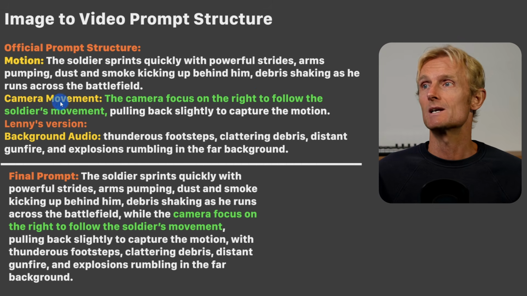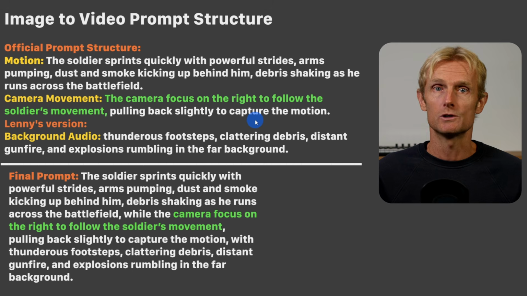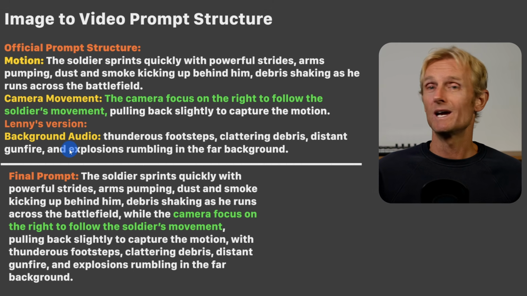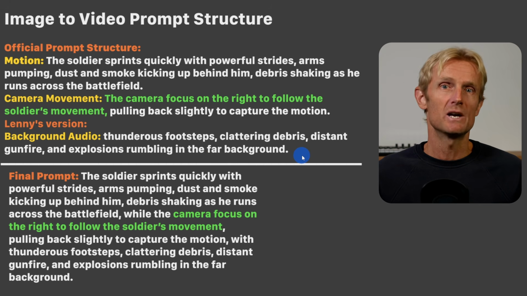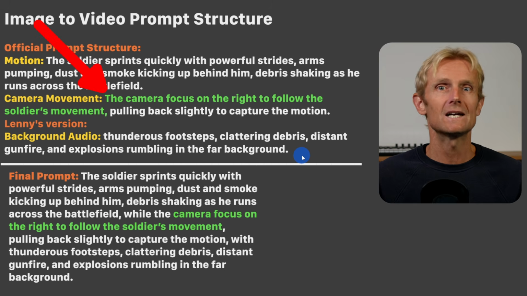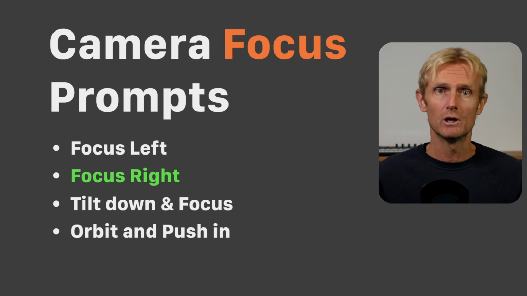Then the next step is the camera movement, and for this I used the camera focus on the right to follow the soldier's movement, pulling back slightly to capture the motion. And then I added the background audio as the third layer, and for this I used thunderous footsteps, clattering debris, distant gunfire and explosions rumbling in the far background. And if you do it like this, I found out that you get the best results this way. The reason I highlighted the first section of the camera movement in green is because in WAN 2.5 there are 4 camera focus prompts that guide the camera so it knows what to follow. And then I used the final prompt with a 10-second duration and we got this amazing result.